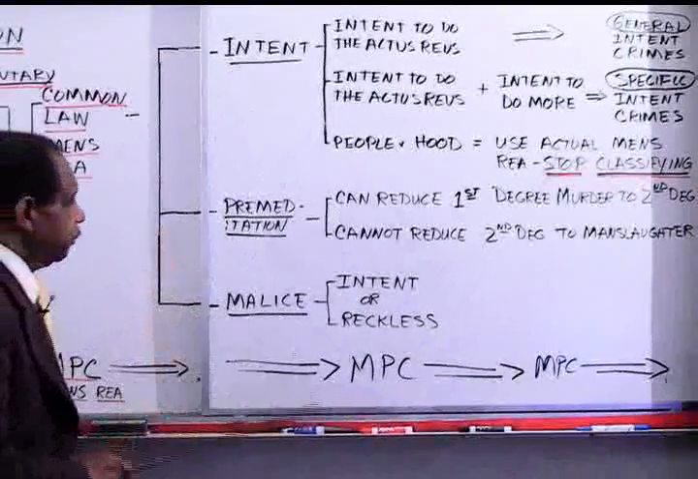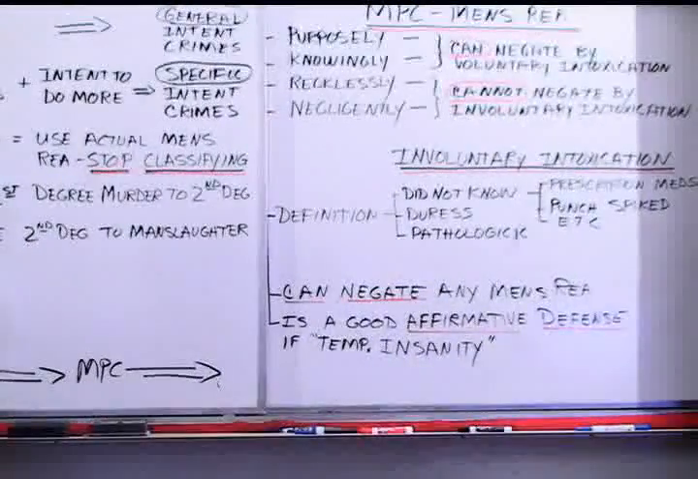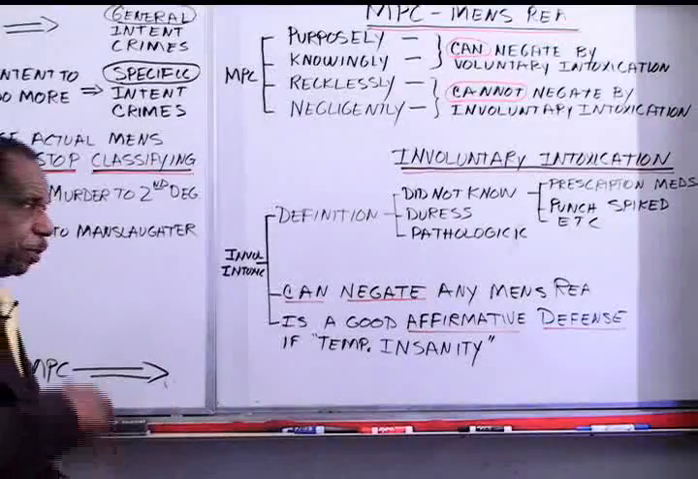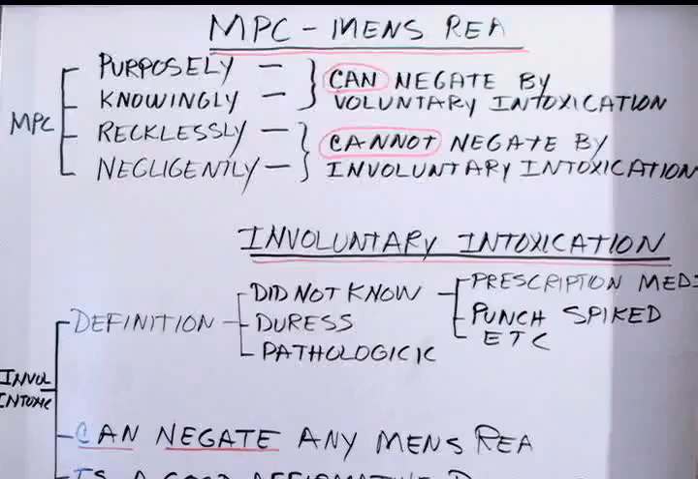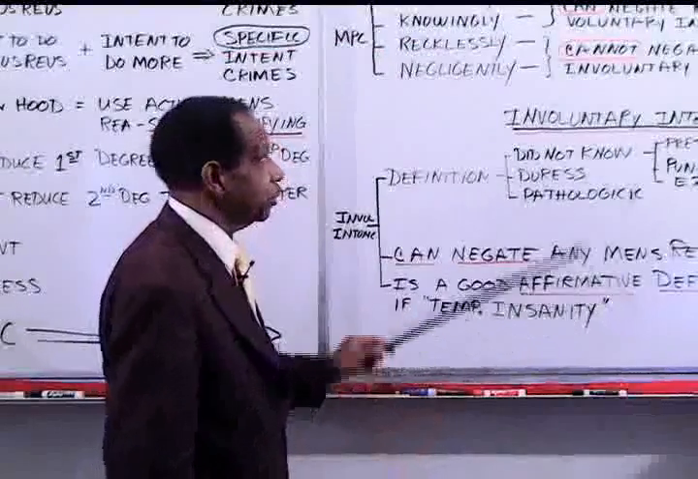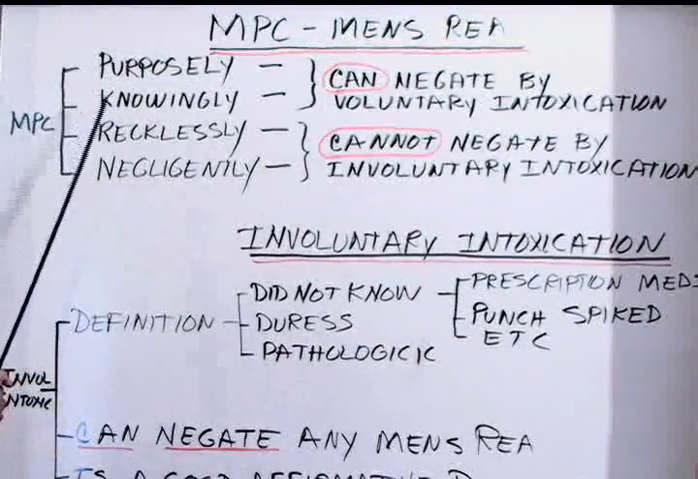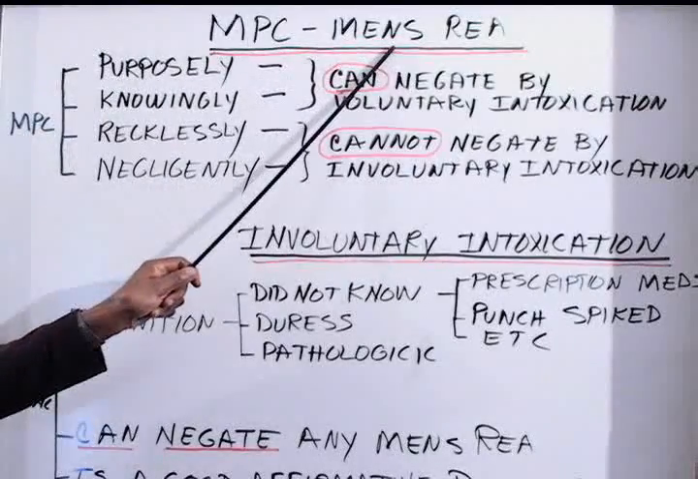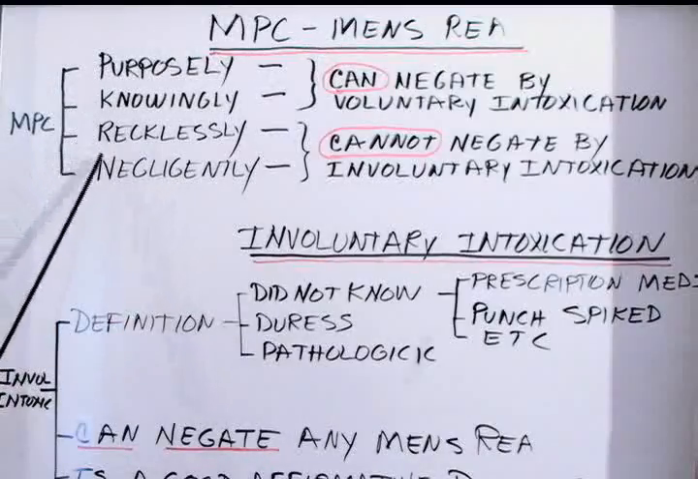The Model Penal Code has a different set of states of mind. I need to mention this because a lot of statutes now are being written in this Model Penal Code language, and the bar examiners could use that, particularly on the multiple choice part. The mens reas which are recognized in the Model Penal Code are purposely, knowingly, recklessly, and negligently.